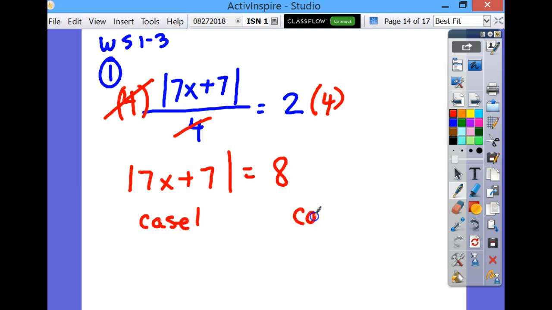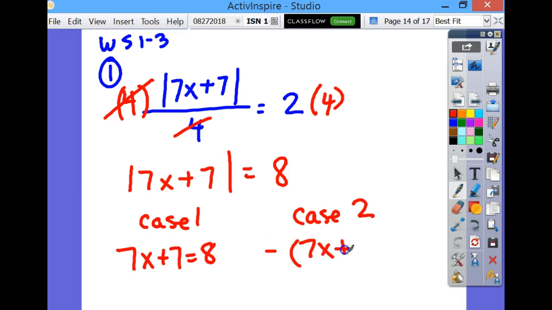Case 1 and case 2. And then you're going to solve out your case 1 and your case 2 and get 2 answers. And just, let me tell you, these are both going to come out to be fraction answers. You will have some fraction answers on this worksheet.